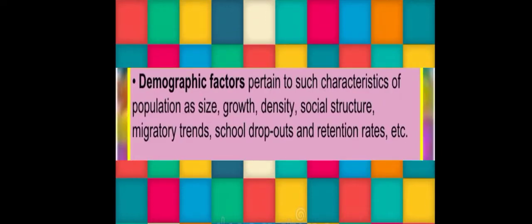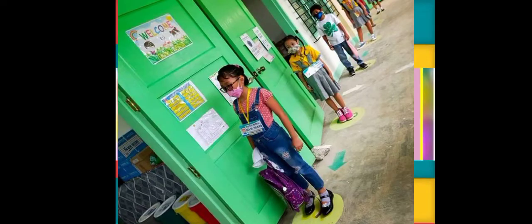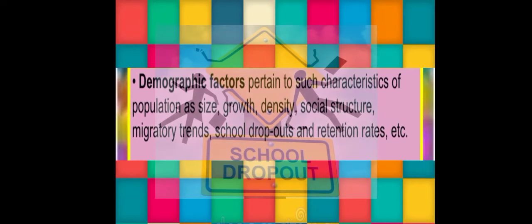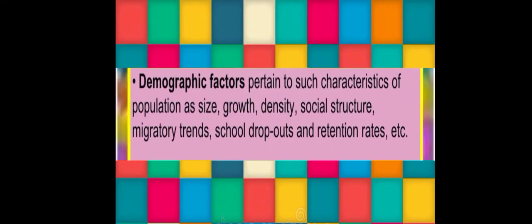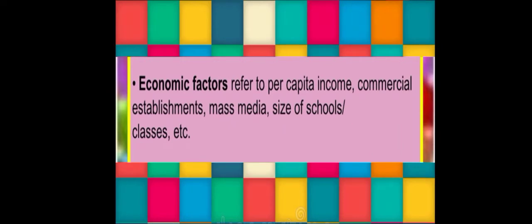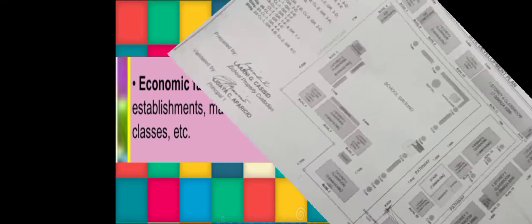Demographic factors. It pertains to such characteristics of population as size, growth, density, social structure, migratory trends, school dropouts, and retention rates. Next is the economic factors. This refers to per capita income, commercial establishments, mass media, size of schools or classes, and etc.